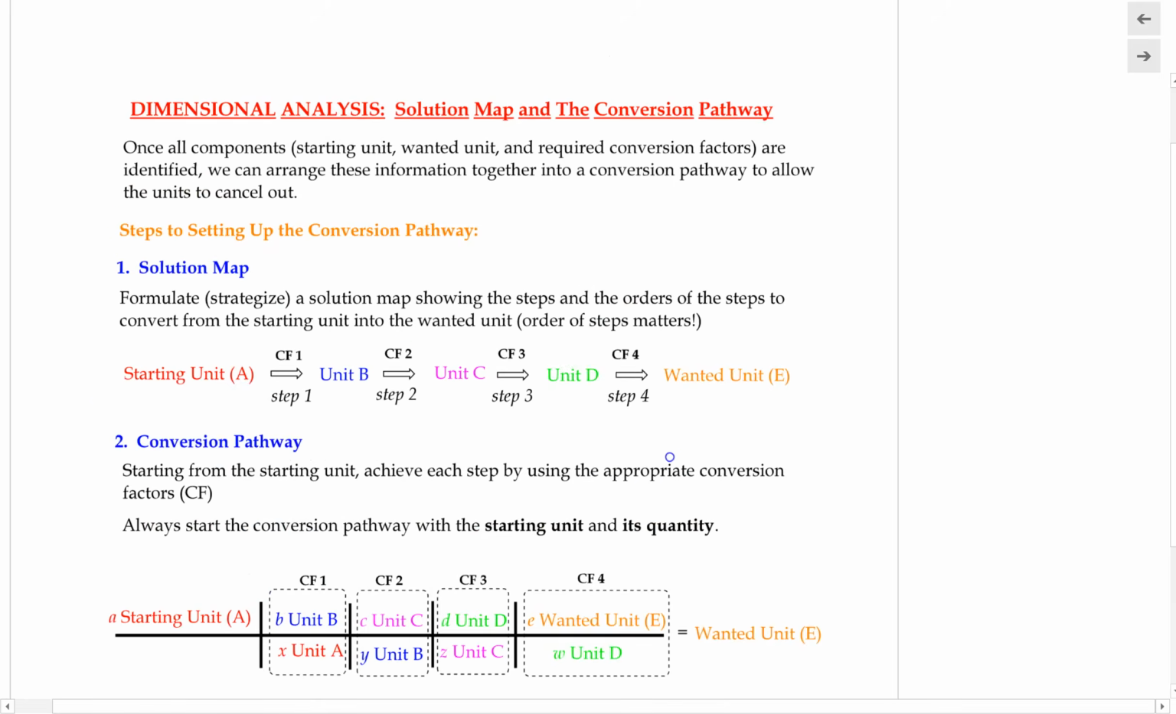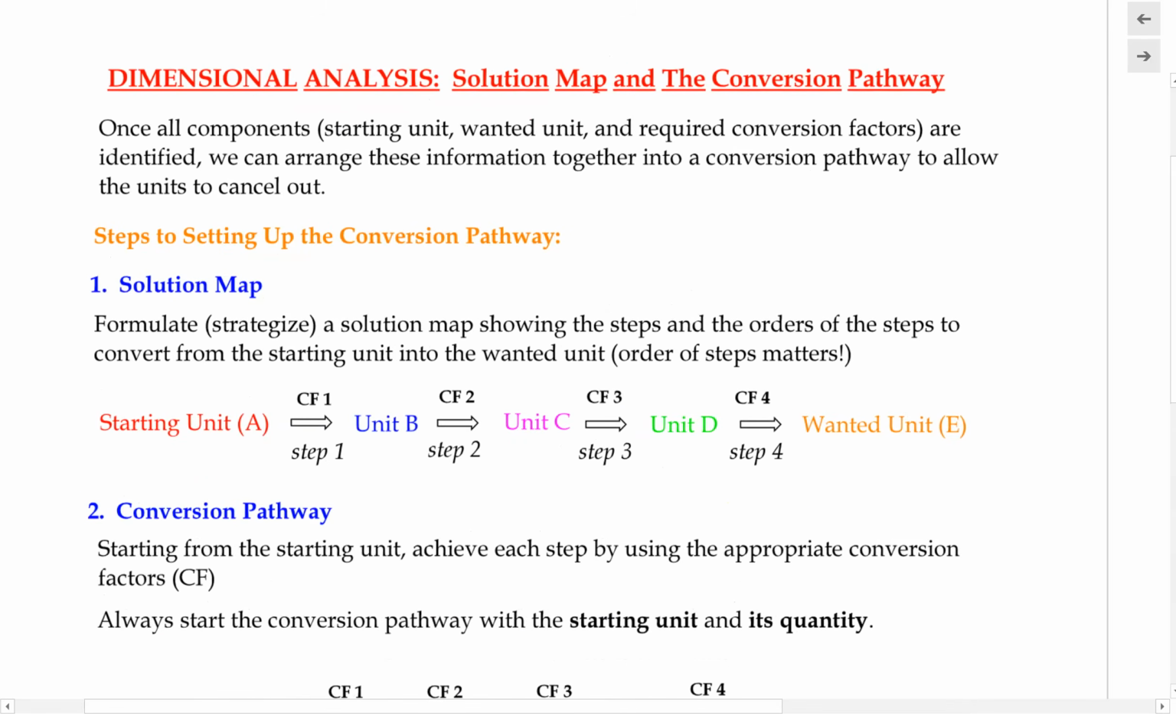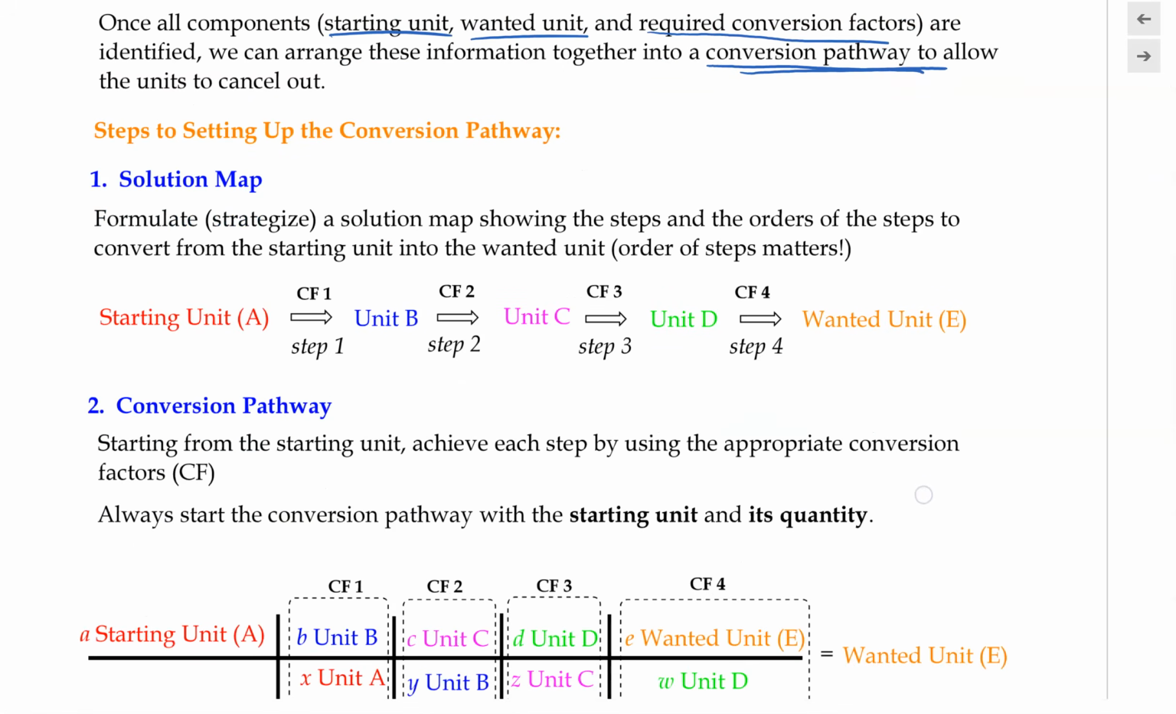And now finally, putting all of this together, forming the solution map and the conversion pathway. So once all of the components, the starting unit, the wanted unit, and the required conversion factor are all identified, we can now arrange all of this information together into something that we call the conversion pathway. And in the conversion pathway, it will then allow the units to be cancelled out. And here is how we would set up the conversion pathway right here.